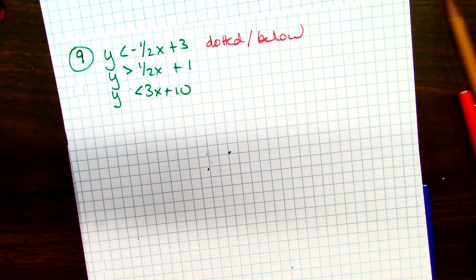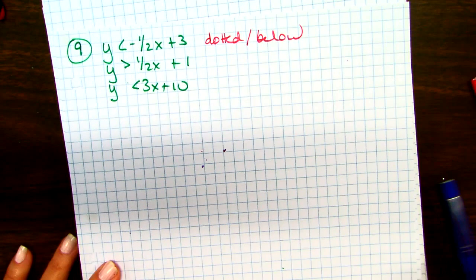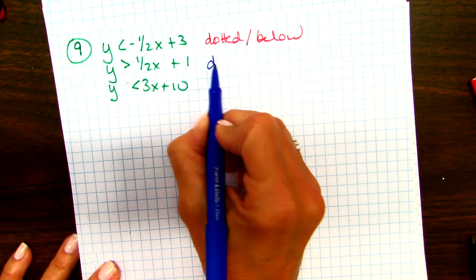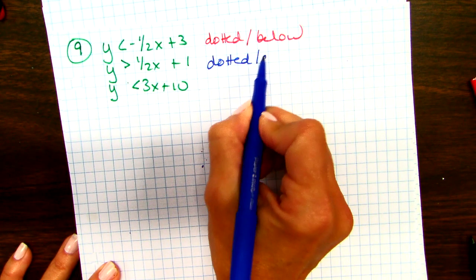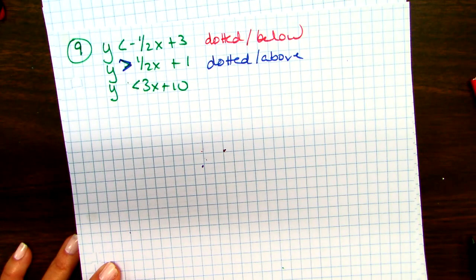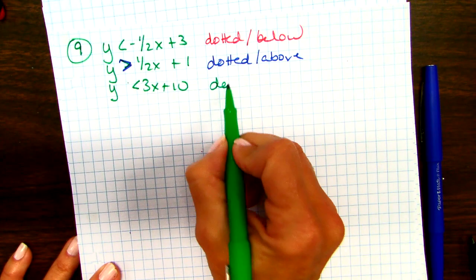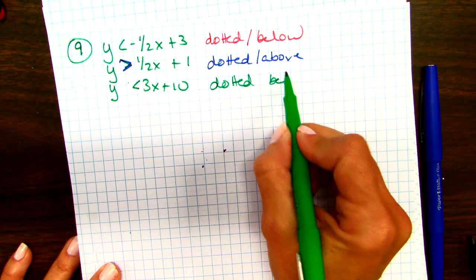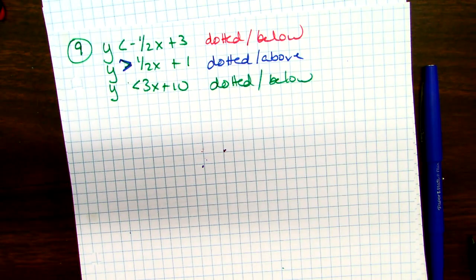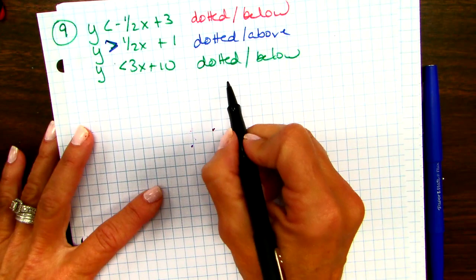I'll try and stick with my colors, Dylan. This one would be dotted as well, shade above, yeah, because it's greater than, greater, above. And then the last one would be dotted, below, okay? And again, you do not have to write all that. I do it to help in case you need it.